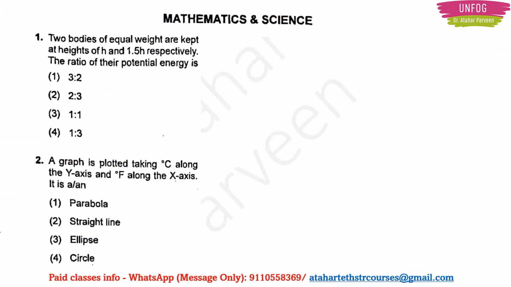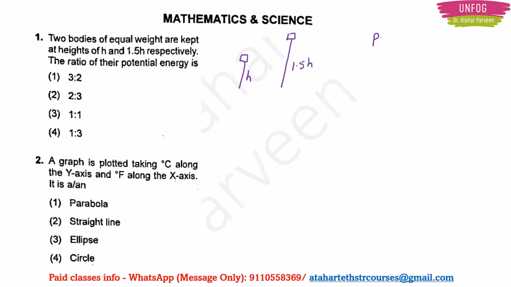So let us see the first question. The question is from science part, that is physics. It is a question from weight concept. The question is, two bodies of equal weight are kept at heights of h and 1.5 h. So there is one body kept at a height of h and another one kept at height 1.5 h. The ratio of their potential energy is.